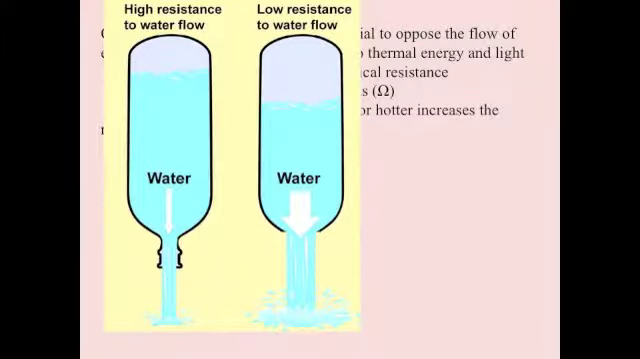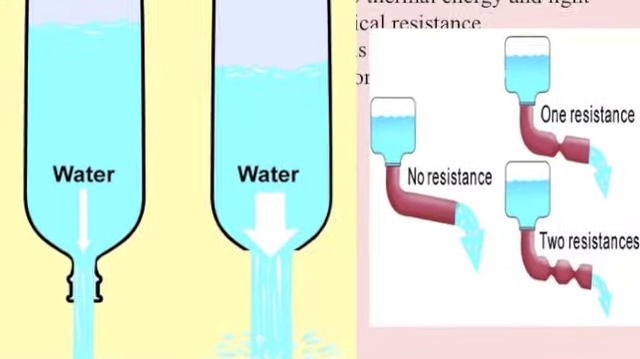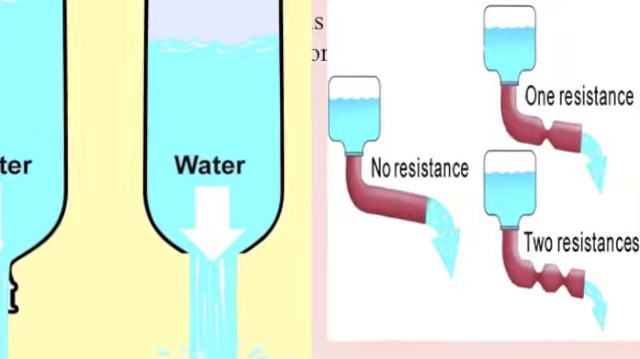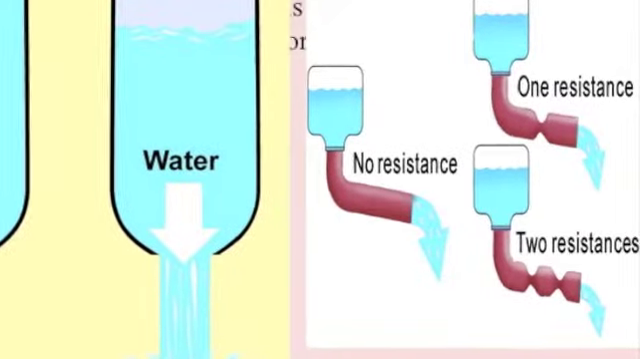Take a look at the flow of water in these two different bottles. As you can see, the thinner bottle has more resistance to the flow of the water. Or, if you add more resistors, such as more light bulbs, you can also increase the resistance, as you can see in this picture here.